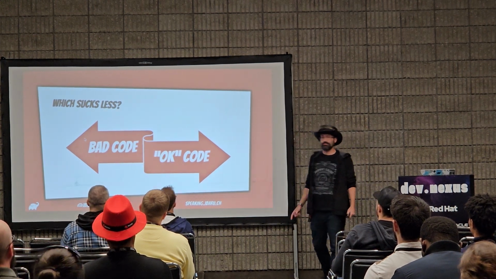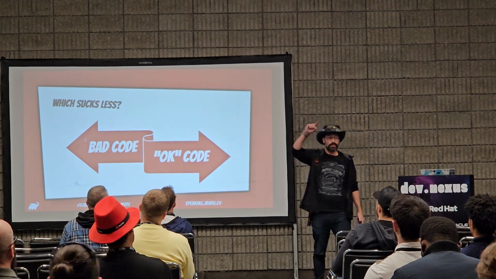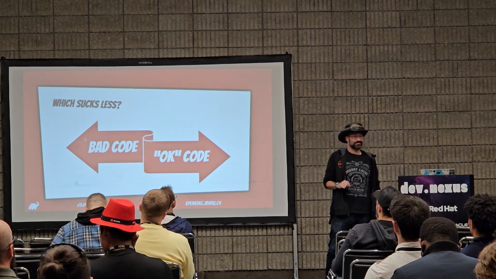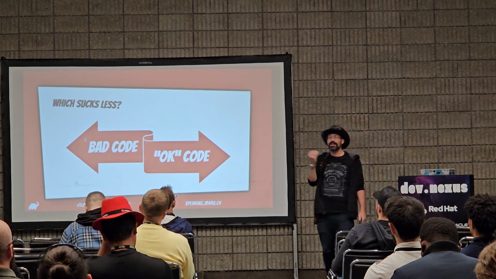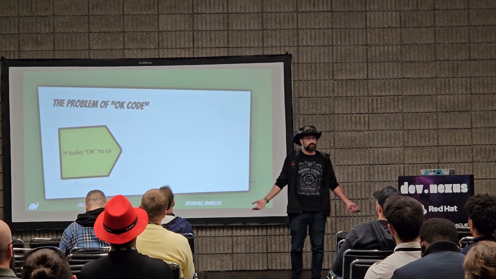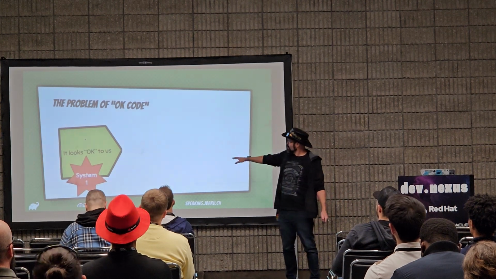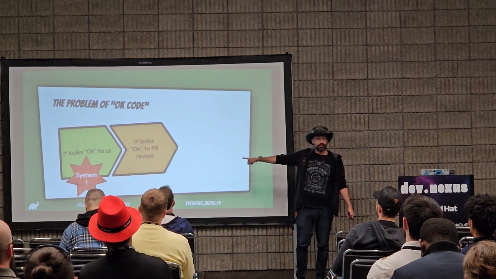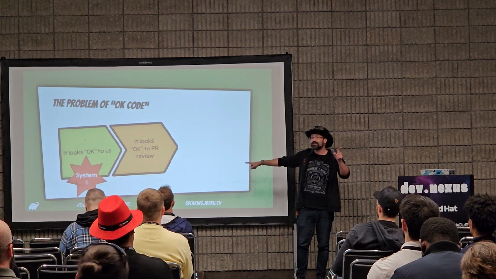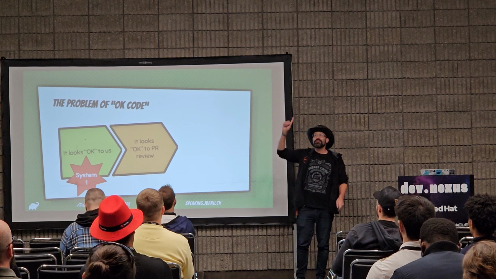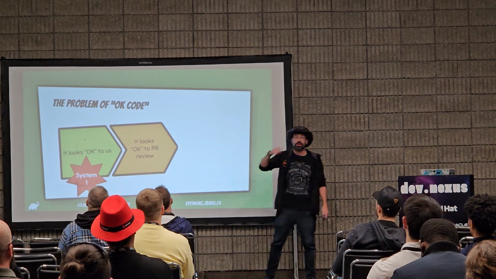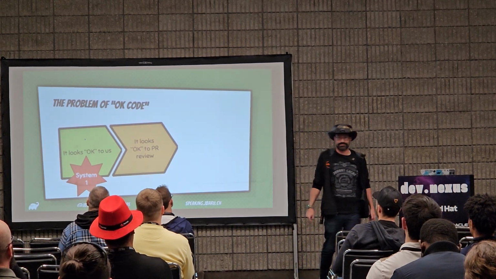Bad code sucks less, because bad code can be identified and fixed. OK code flies under the radar. It looks OK to us because we are tired. It looks OK to the PR reviewer, maybe because they are tired, but also because of context switching, because reviewing our code is not what they want to do with their time.